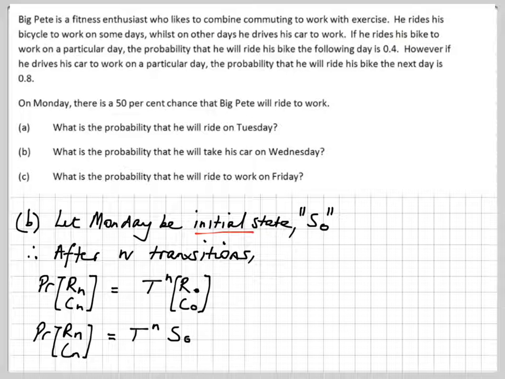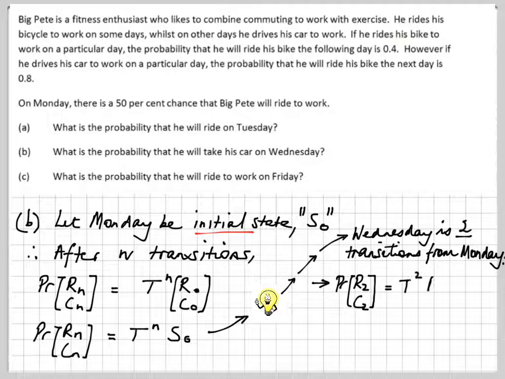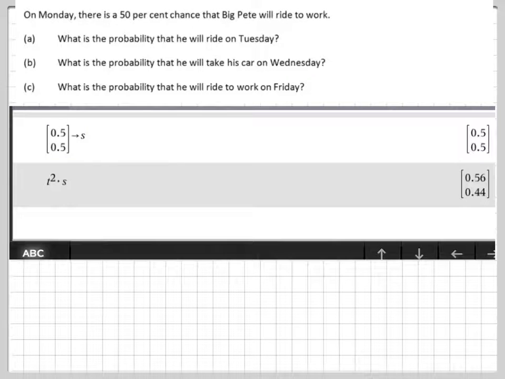So therefore, rewriting it even in more general form, I've reduced the initial state matrix just to S, capital S, sub 0, okay? State 0, ground 0, guys. Now, looking at Wednesday, that's 2 transitions from Monday, isn't it? Therefore, we can easily work it out now without the tree diagram. It comes to that. Wow! Look at that. Okay, now if you get your trusty calculator out and work that out, there it is.